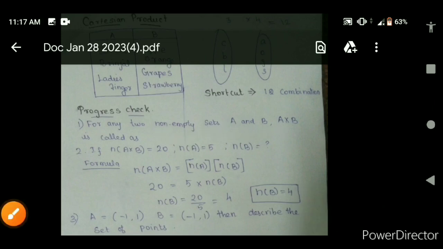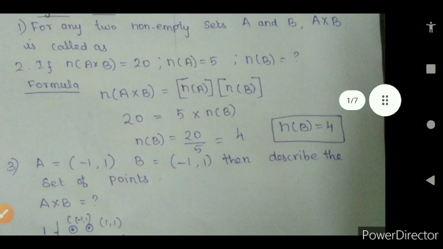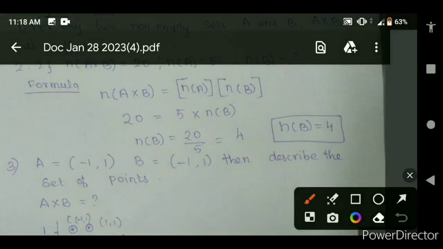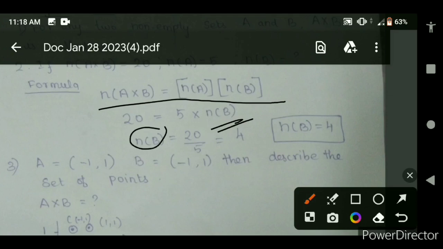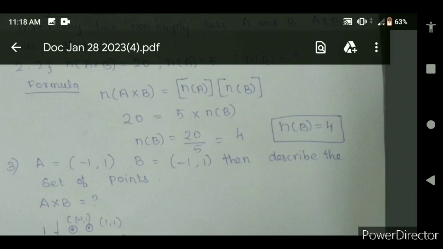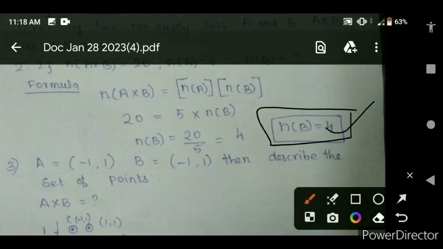If n of A cross B is equal to 20 and n of A is 5, what is n of B? It should be 4. Here we see how to find it. This is the note, an important formula: n of A cross B is equal to n of A times n of B. We will just substitute what we have: 20, n of A is 5, and the remaining thing, n of B, has to be found now. So we keep it on the left-hand side, and 20 goes in a division. By simplifying this, we get the answer 4. So n of B is equal to 4.